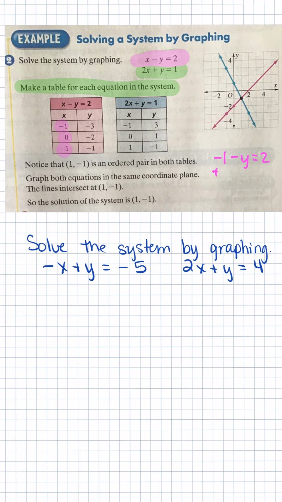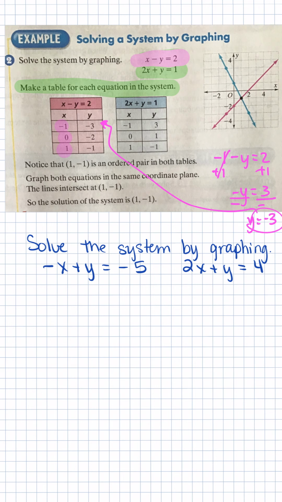We want to get rid of this, so plus, what was that? Plus 1 to both sides. Negative y equals 3. We want to get rid of that negative. So if we divide by a negative, then we have y equals -3. And that's where we got this number.